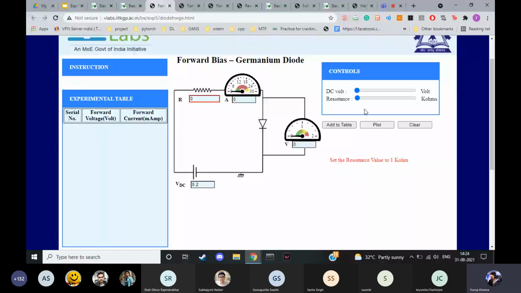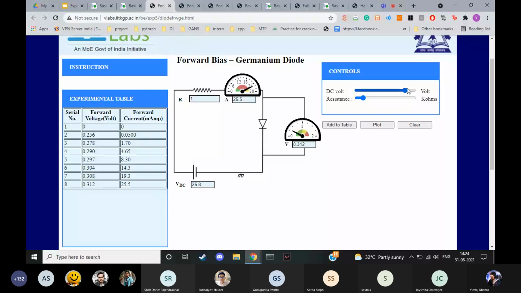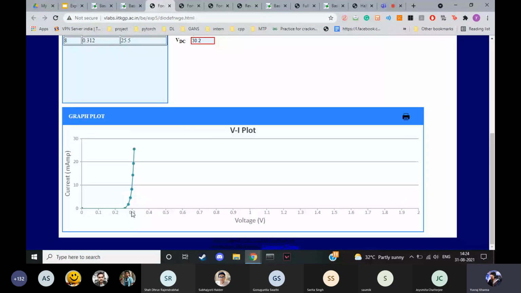First you have to select the 1 kilo ohm resistance. Once you select that, you keep on increasing. As you know, germanium is around 0.3, so it will start very quickly, so you have to be careful about that. As you can see, it is close to 0.3. So this is for the germanium diode. Similarly, it will be done in reverse bias as well. So let's get back to the presentation.